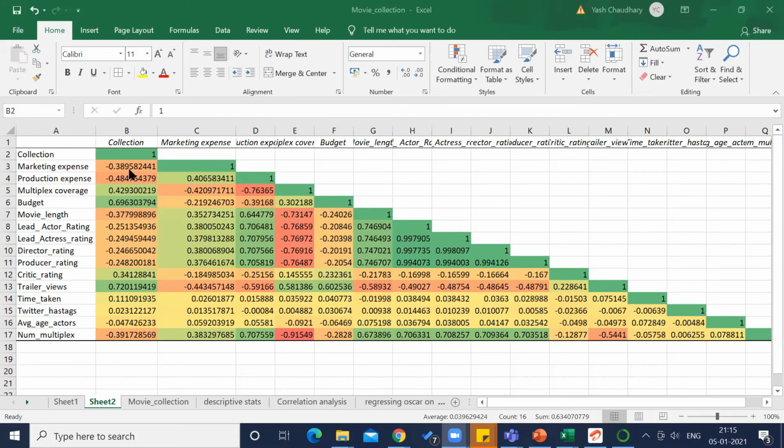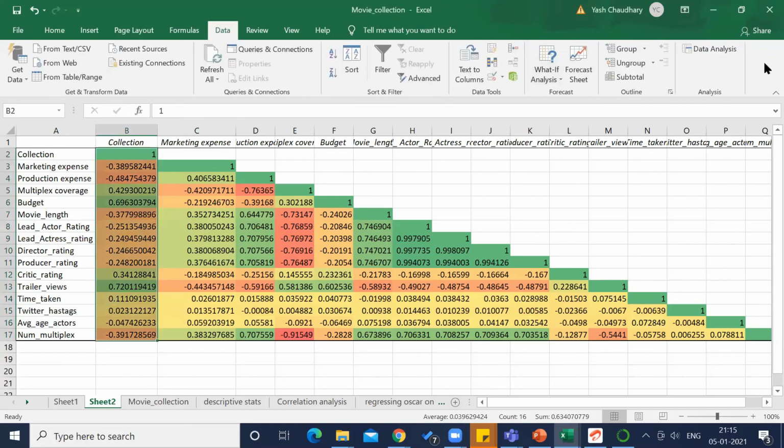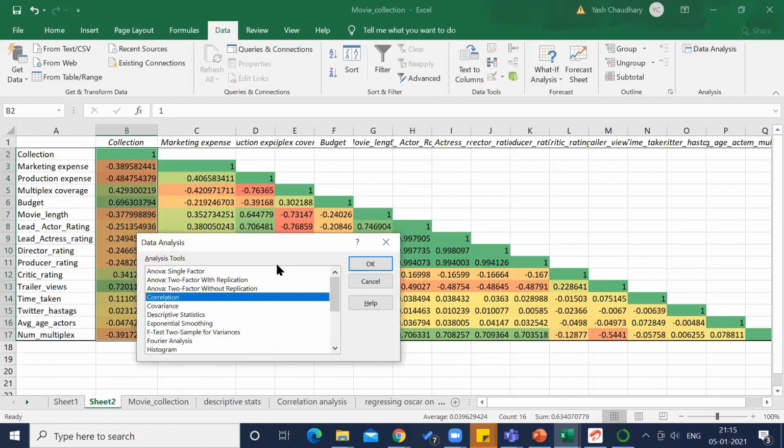So there's a lot of insight fundamentally that can come out of just this basic correlation analysis. And then of course, there's a lot of stuff that you can try in the data analysis tab on the right side. All of this you should try and explore.